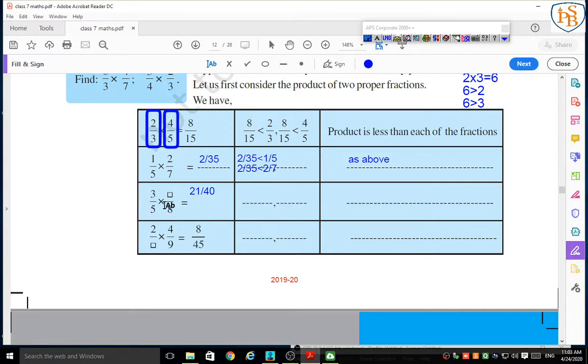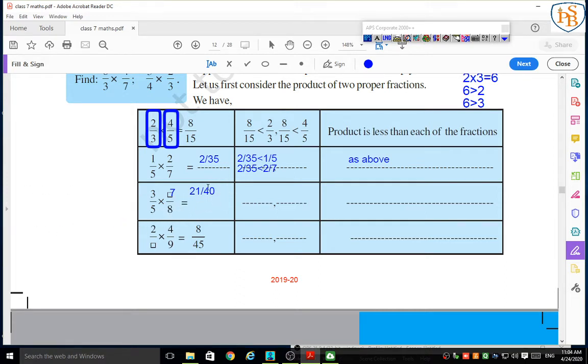Okay, the product. They give us the product 21 upon 40, and 3 upon 5 into blank space upon 8 is equal to 21 upon 40. How can we get 21 here? If we multiply this 3 by 7, because 7 3s are 21. Okay, now we are going to equalize the denominator.